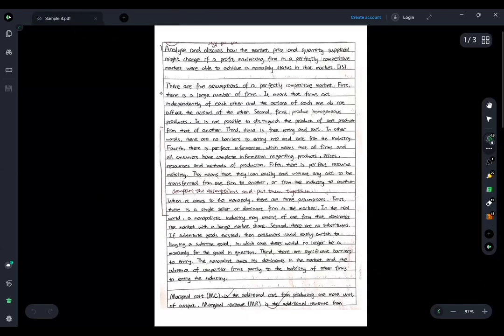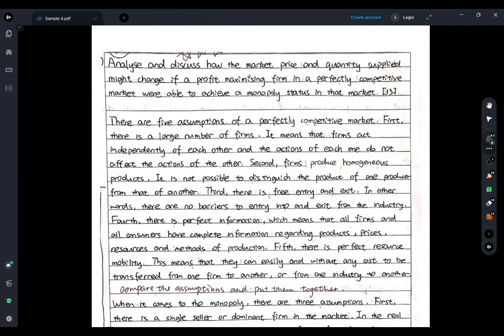So this one is an A2 essay question about market structure, analyze and discuss. It's a 13-mark part B essay question. That requires, you see the keyword analyze and discuss how the market price and quantity supplied might change if a profit maximizing firm in a perfectly competitive market were able to achieve a monopoly status in that market. Okay, let's do it.